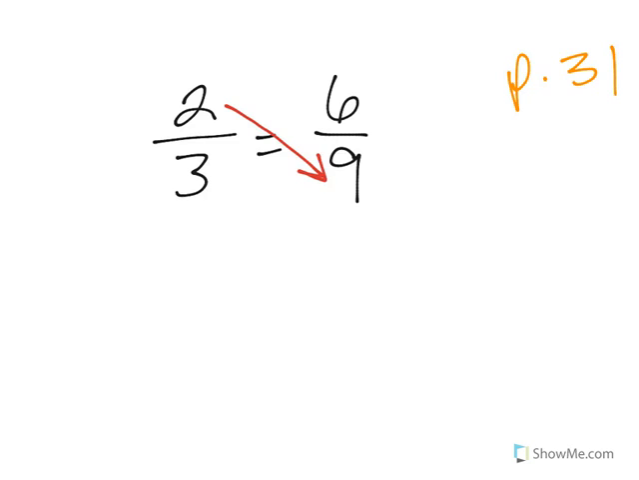So if you would take 2 times 9, so top of one to the bottom of the other, we get 18. If we take 3 times 6, we get 18. And that's what makes a proportion true, when you cross multiply and it works.